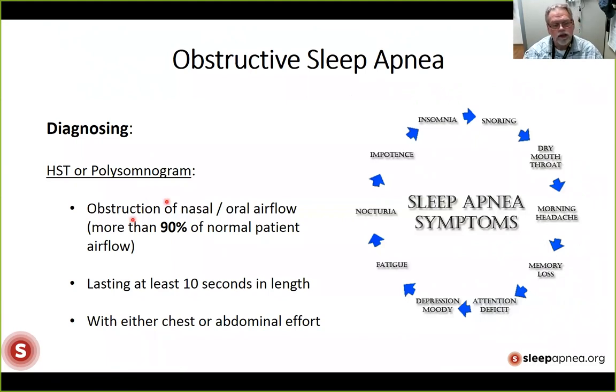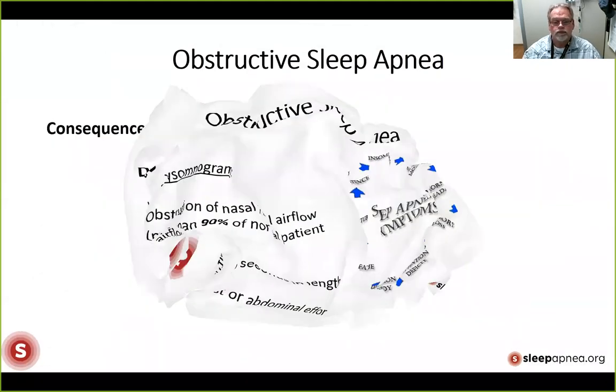So we want to have the reduction in airflow. We want to have that reduction lasting at least 10 seconds, but we also want to see effort. And this is critical for an obstructive sleep apnea. This person is trying to breathe. We have belts on their chest and their abdomen, and they're trying to breathe. We see the effort, but no air is getting through. That's classic obstructive sleep apnea.